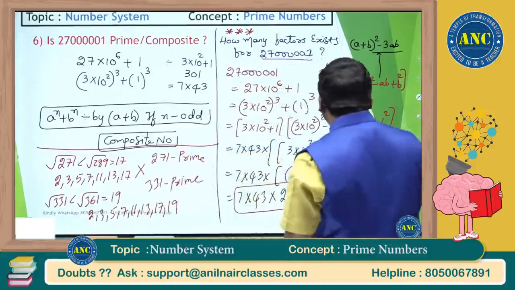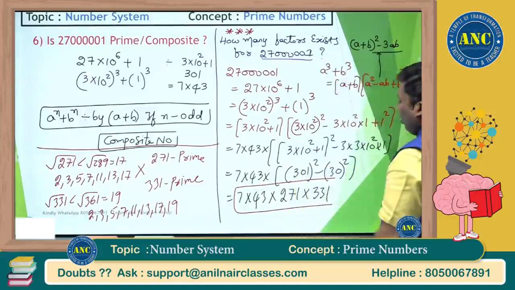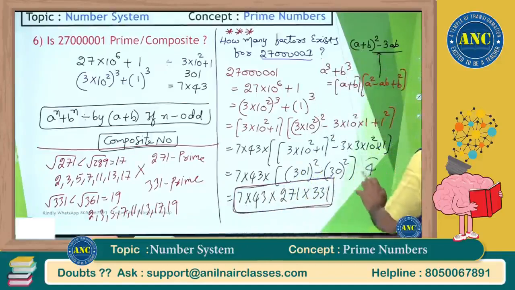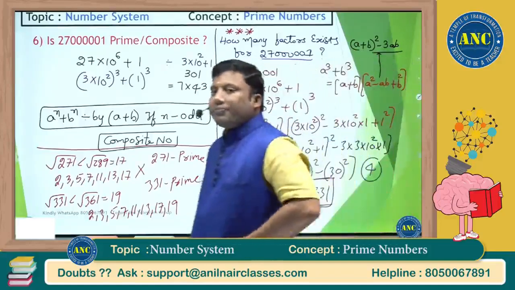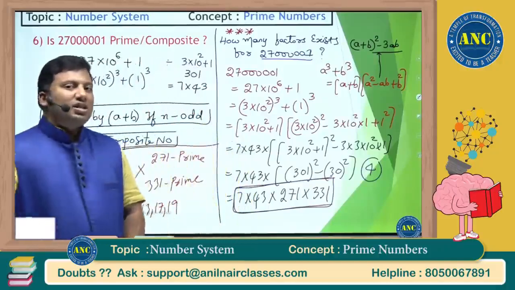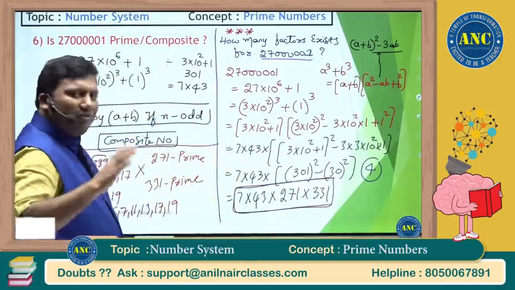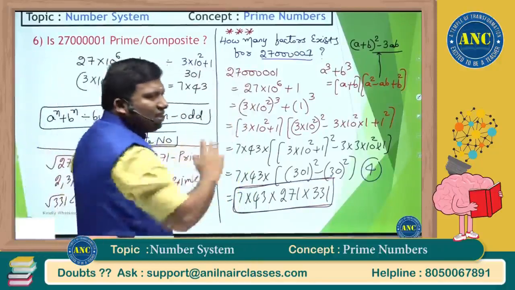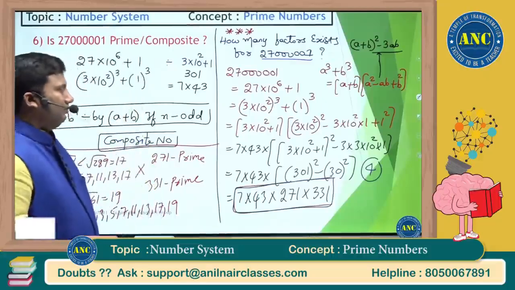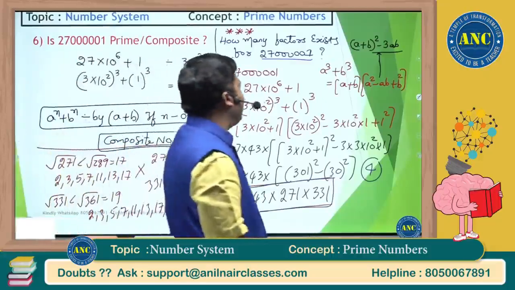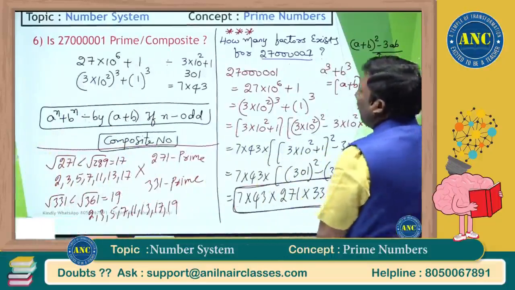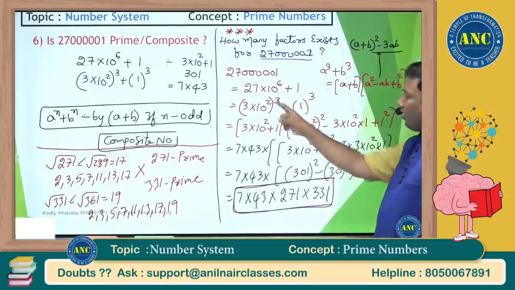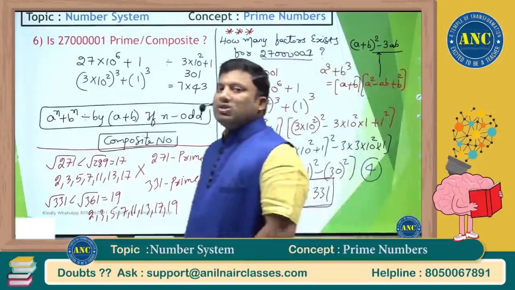So 7 is a prime number, 43 is a prime number, 271 is a prime number and 331 is a prime number. The answer for this question is 4. How many prime factors exist for this number? The answer will be 4. Very, very good question. It is a foundation level question. The same question, if asked in CAT, will be asked like this: 27 followed by 5 zeros ending with 1, which is 27 into 10 power 6 plus 1, that is (3 into 10 square) whole cube plus 1 whole cube.